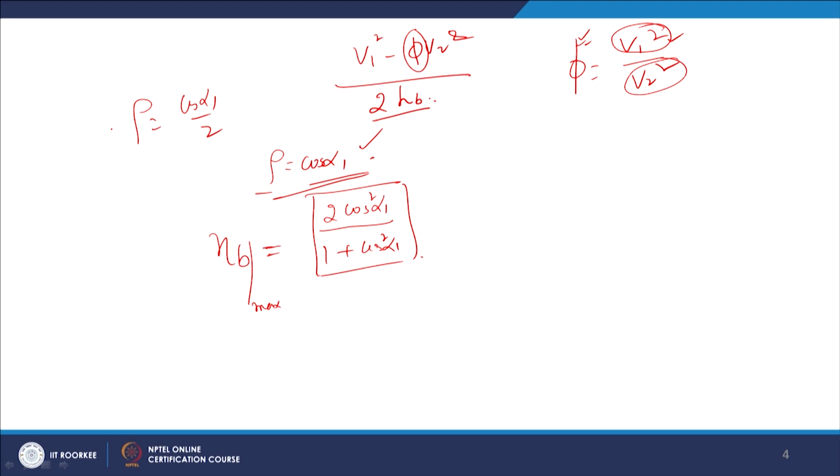In the impulse turbine it was cos square alpha 1, but here it is 2 times cos square alpha 1 over 1 plus cos square alpha 1. So definitely the blade efficiency is more. If alpha 1 is the same, the blade efficiency appears to be more in the case of the impulse reaction turbine.